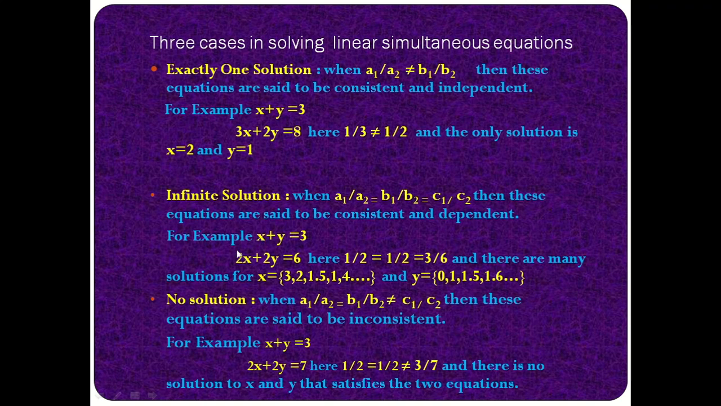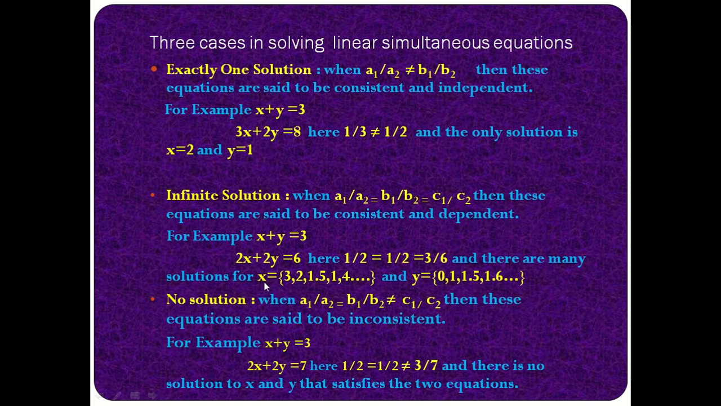So here a1 by a2, a1 is 1, a2 is 2, so that is 1 by 2, equal to b1 by b2, 1 by 2. So 1 by 2 is equal to 1 by 2. c1 by c2 is 3 by 6, and 3 by 6, as you know, is also equal to 1 by 2. So we can say a1 by a2 is equal to b1 by b2 is equal to c1 by c2. So in this case, the equations are consistent and dependent, and there are many solutions.